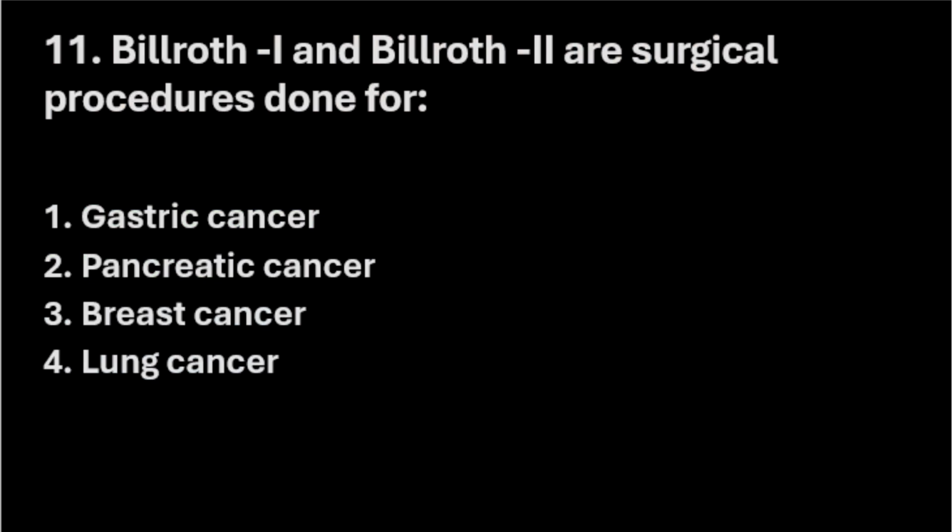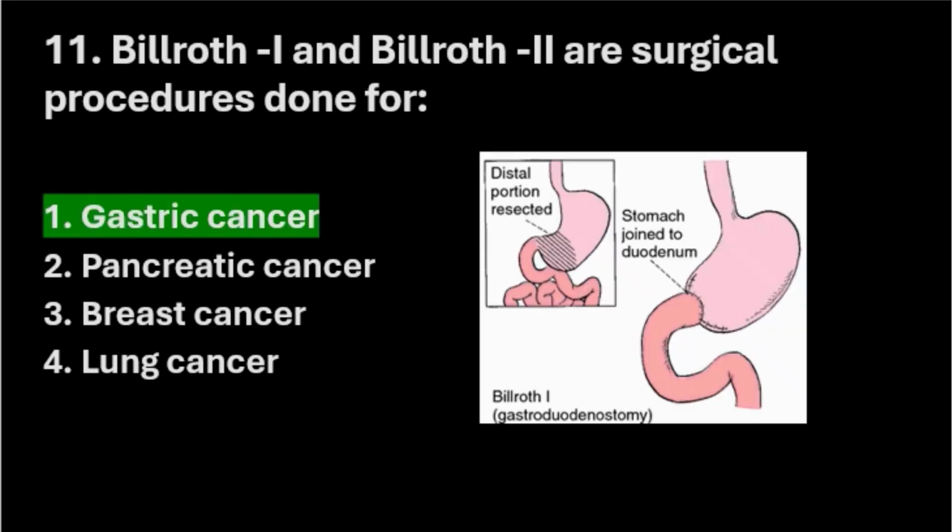Next question. Billroth 1 and Billroth 2 are surgical procedures done for: option 1 gastric cancer, option 2 pancreatic cancer, option 3 breast cancer, and option 4 lung cancer. The right answer here is option 1 gastric cancer.